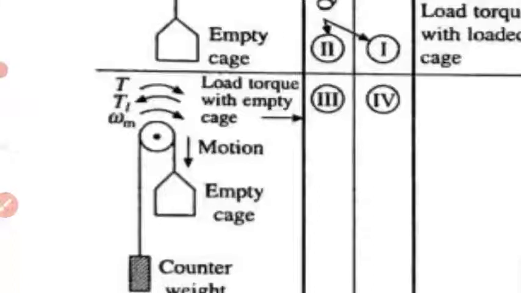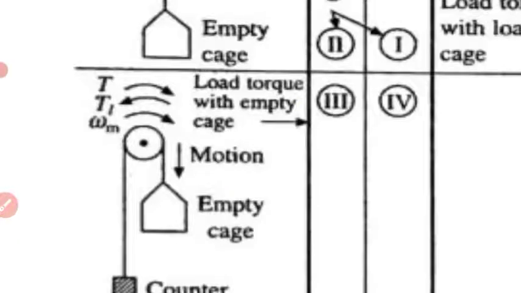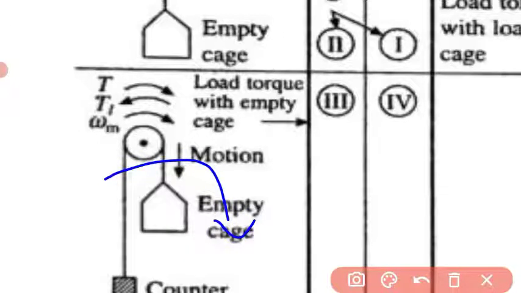If you look here, the speed is in the clockwise direction, because you are taking the empty cage downward, and the torque is also in the clockwise direction. Hence the product of these two becomes positive. Similarly, we can analyze the fourth quadrant also.